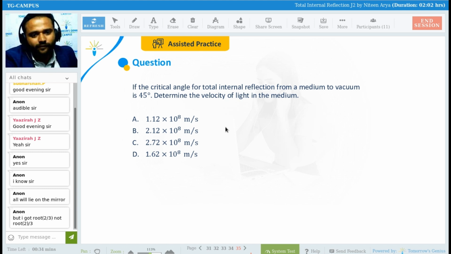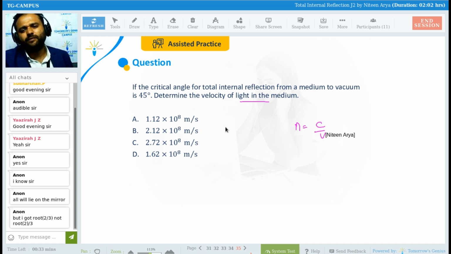Do this. I'm not going to tell you anything related to this, it is very easy. If the critical angle for total internal reflection from a medium to a vacuum is 45 degrees, then determine the velocity of light in the medium. Critical angle is given and you need to find the velocity of light. How can you find the velocity of light in a particular medium? Just find the refractive index n, and then it is very easy, v equals c by n. Clear? And theta c is sine inverse of 1 by n.